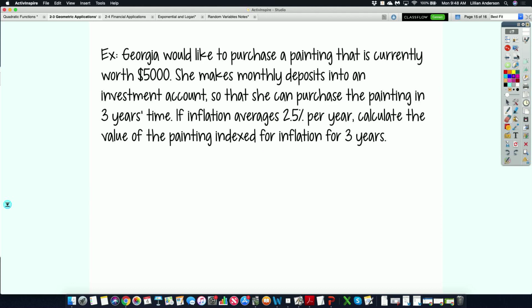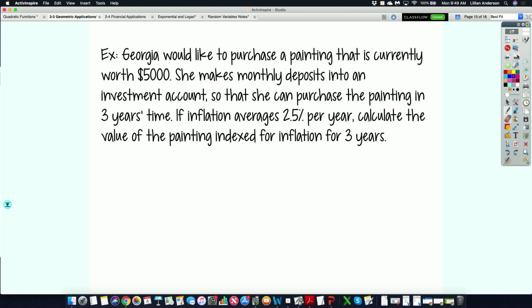So let's look at these last 2 examples. Georgia would like to purchase a painting that is currently worth $5,000. She makes monthly deposits into an investment account so that she can purchase the painting in 3 years' time. Now, if inflation averages 2.5% per year, calculate the value of the painting indexed for inflation for 3 years. Okay? That's your wording there. But you have to be able to recognize that this is nothing more than just a geometric sequence problem.